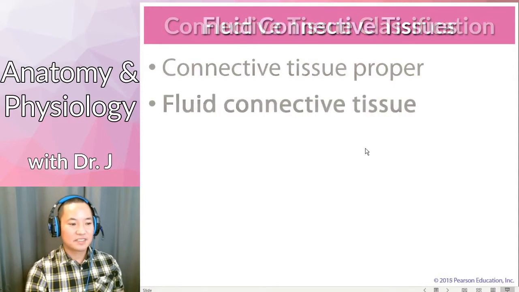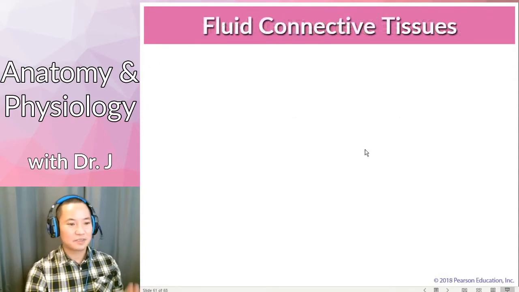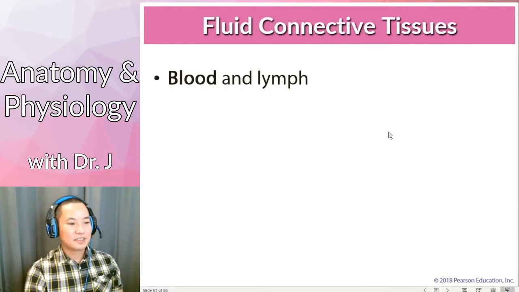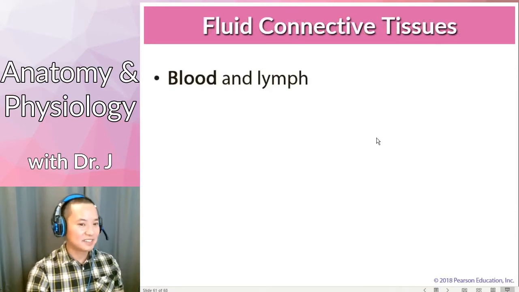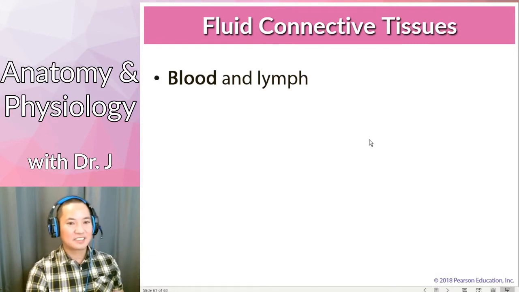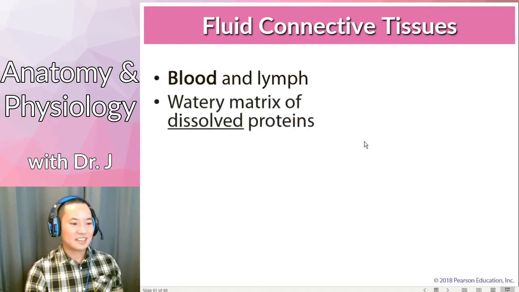Okay, fluid connective tissue will be where we end. I know we're almost out of time. So things like blood and lymph. You know what blood is, but yes, blood is a connective tissue. And you may be like, wait, what? How is the blood that runs connected to each other? The thing is that it's a water matrix of dissolved proteins. So fluid connective tissue is like connective tissue with a little asterisk. It's got its own little spin.